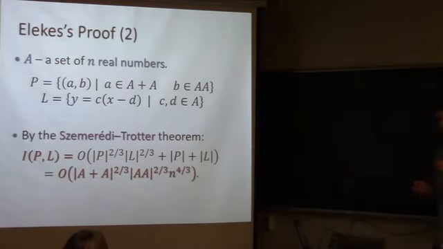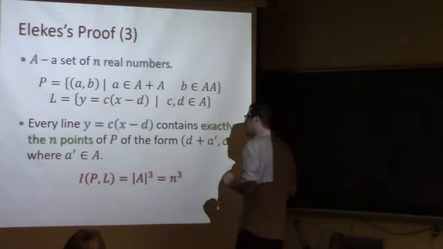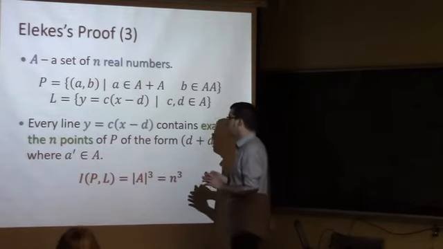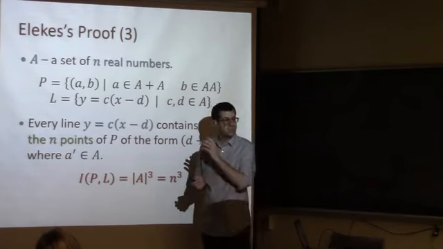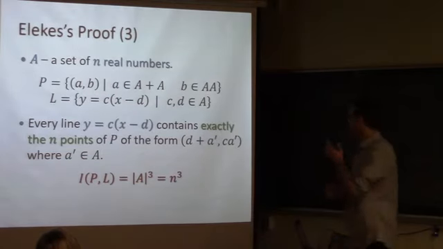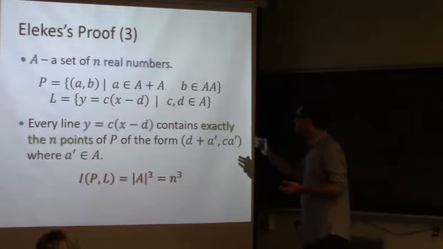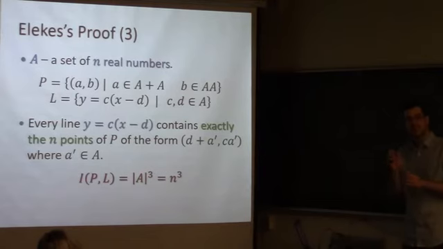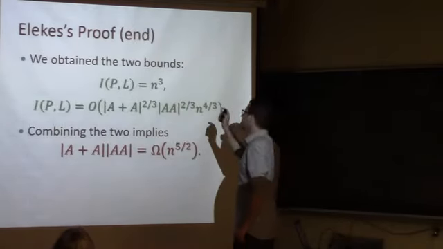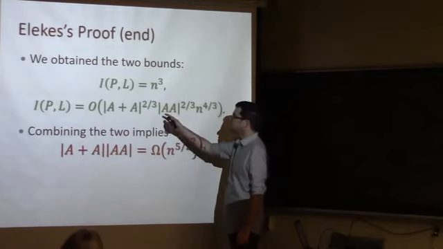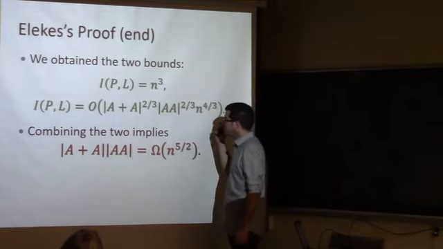But we can also very easily calculate the exact number of incidences. I'm also going to skip the details here, but you can really easily, in 20 seconds, show that each line contains n points, a points. So you can show which points there are. It's very simple. So there are n squared lines, or a squared lines, and each of them contains n points. So in total, the number of incidences is exactly n cubed. And we're done. We proved that the number of incidences is n cubed. And we proved that the number of incidences is at most this expression. Combine them and tidy this up a bit, and you get this result.